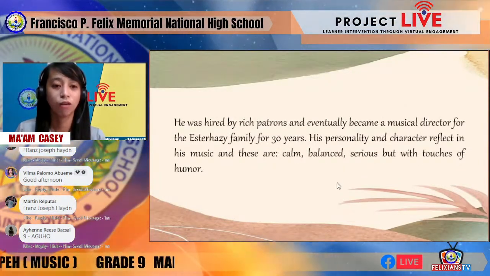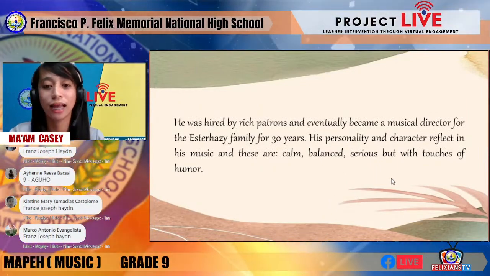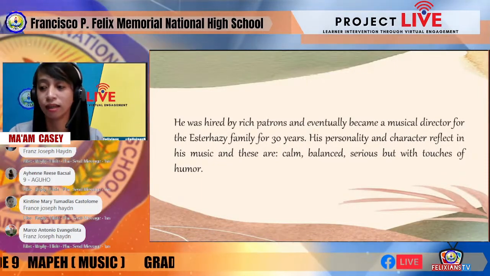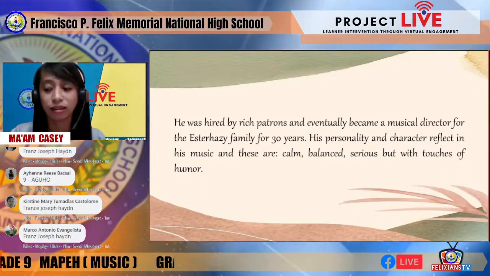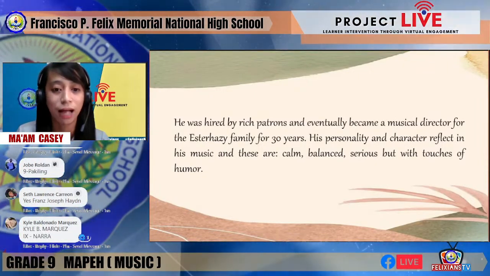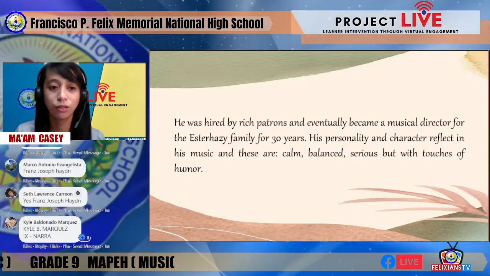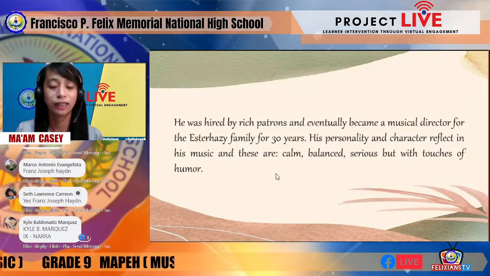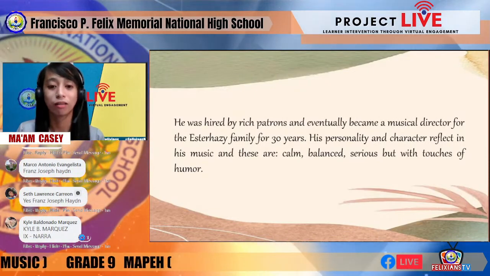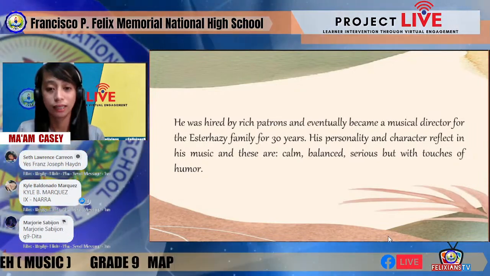Then he was also hired by rich patrons and eventually became a musical director for the Esterhazy family for 30 years. His personality and character are reflected in his music, and these are calm, balanced, serious, but with touches of humor. All right. So yung Esterhazy family, these are the noble family, yung mga aristocrat nga na tinatawag natin. So nagtrabaho siya doon for 30 years.